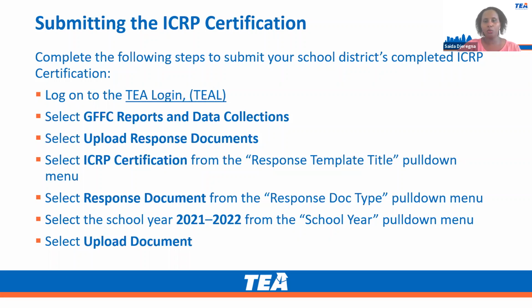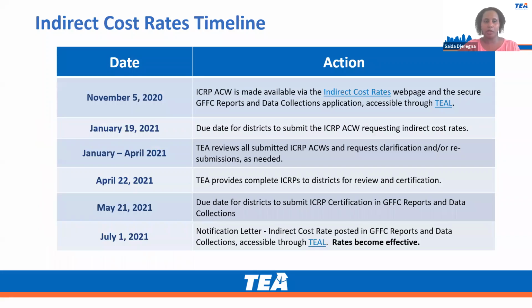Before we go to questions, I will quickly like to go back and do a quick review of the timeline that Kati went over earlier, because it's very important to not miss any deadlines and just keep in mind all these important dates. So the ICRP ACW is already available on our indirect cost rate webpage, and also is accessible through GFFC reports. And the ICRP ACW deadline is January 19th. That's the due date to submit your ACW.